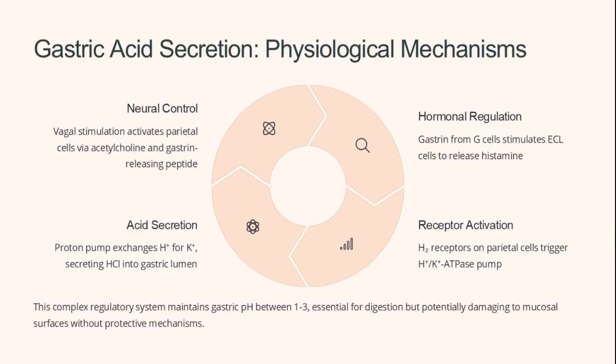The physiological mechanisms of gastric acid secretion involve a complex regulatory system. Neural control activates parietal cells via acetylcholine, while hormonal regulation by gastrin stimulates ECL cells to release histamine. Receptor activation and acid secretion maintain gastric pH, essential for digestion but potentially damaging without protective mechanisms.